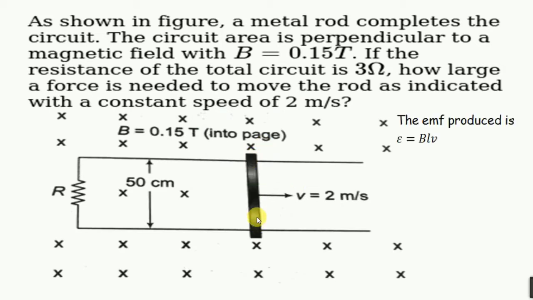EMF is given by this formula, so you can put the values; only you have to convert this length into SI unit. For current you can use Ohm's law, that is I is equal to EMF by R. You can put the value of EMF from here, and resistance is already given, that is 3 ohm, so you can easily find current also. For the force, F is equal to BIL sin theta. B is magnetic field, I is current, L is the length of the conductor, and here theta is the angle between velocity and magnetic field, which is 90 degree.